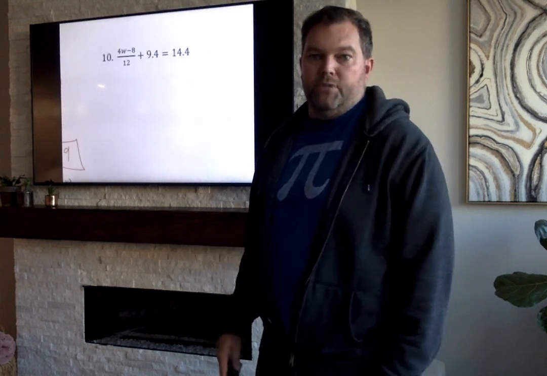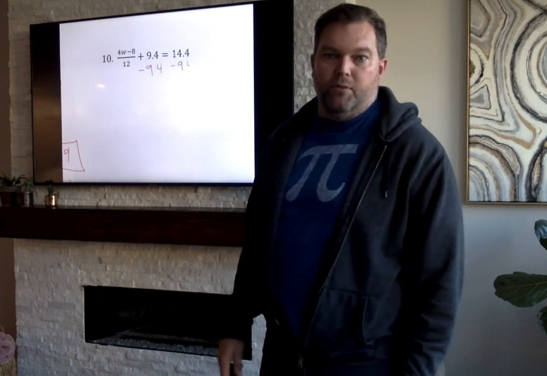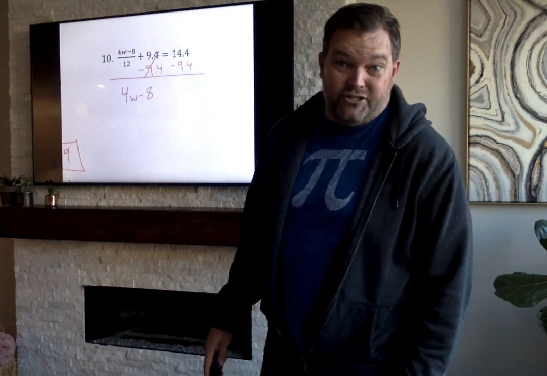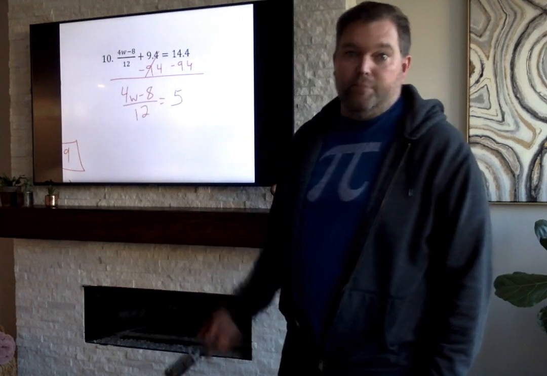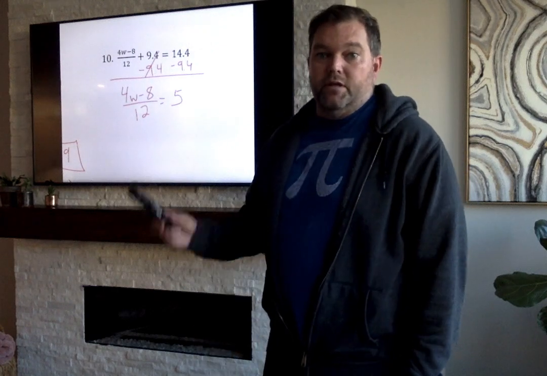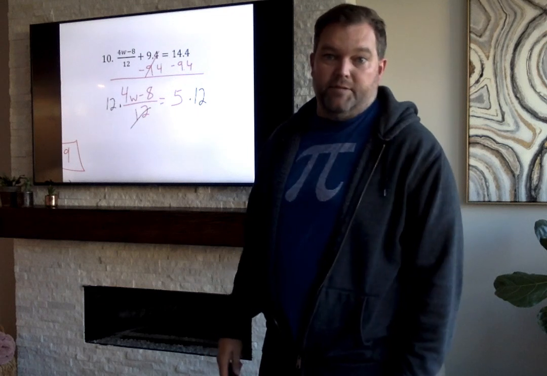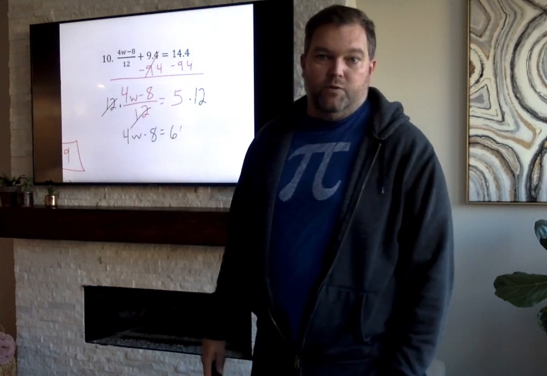On the other side, you can see here that I've got minus 9.4 on both sides. That's going to get the decimal parts all together, and it actually gets rid of all of your decimals at the same time, so we don't have to worry about multiplying out by 10. Now, we need to get rid of this fraction, so I'm going to multiply both sides by the lowest common denominator, which happens to be 12. So I'll have 4w minus 8 equals 60.